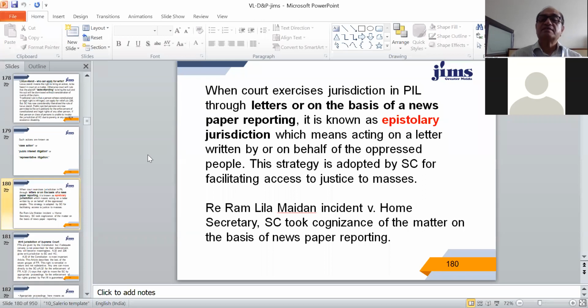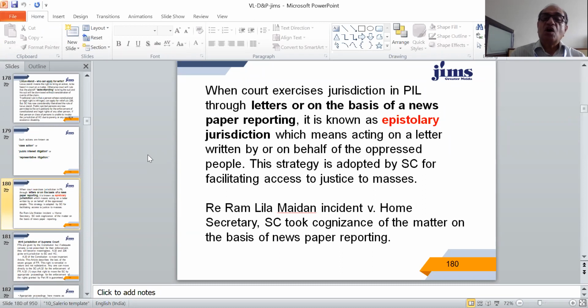When the court exercises jurisdiction in public interest litigation through letters or on the basis of newspaper reporting, that is known as epistolary jurisdiction, which means acting on a letter written by or on behalf of the oppressed people. This strategy is adopted by the Supreme Court for facilitating access to justice to the masses. We have a very good example in the Ram Leela Maidan incident versus Home Secretary, in which the Supreme Court took cognizance of the matter on the basis of newspaper reporting the next day morning.